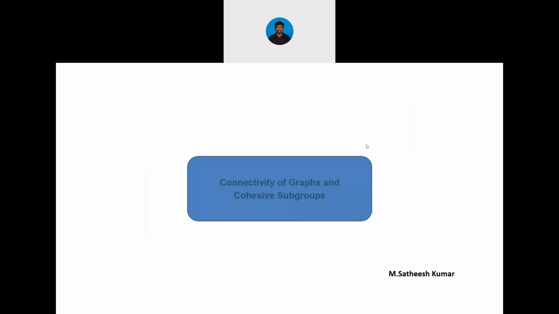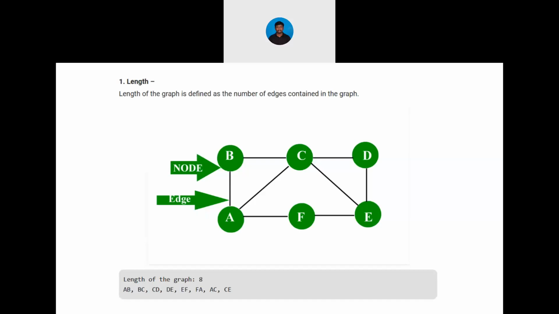So, connectivity of graphs and cohesive subgraphs. Before entering into this concept, cohesive subgraphs, I want to convey some basic terminologies to you.